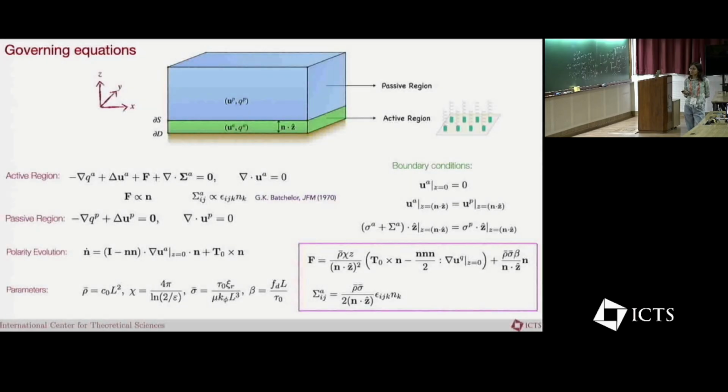You can also notice that there is a passive bit coming from this restoring torque entering in this force density here also. And at the end, the full system is described by only a few parameters, where this rho bar is the mean density, basically how many particles are attached on the surface per unit area, and the other relates to the activity of the carpet. Now, since I have given you a brief idea of how we are modeling this system, let me show you some of the results.